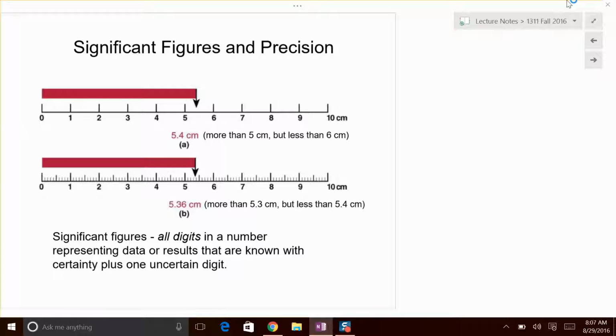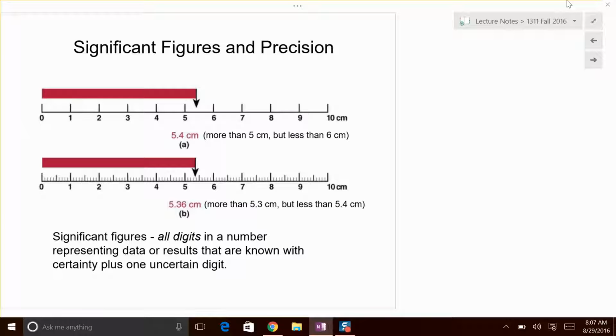Here I have to guess more. I have to guess farther into my number, because I have more precision in this instrument. So here I know for sure it's 5.3. That's what I know for sure. But between 5.3 and 5.4, I'm not sure, so I have to guess what it is. 5.36. I make a guess. That's my last significant digit. Okay? So that's the idea behind significant digits. They're just guessed numbers, like we talked about last time.